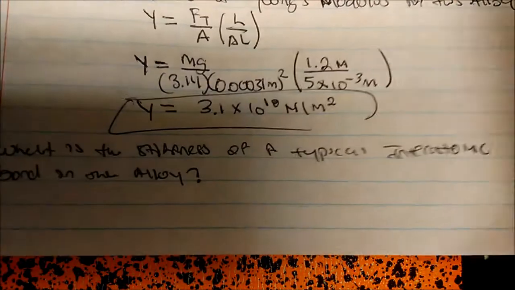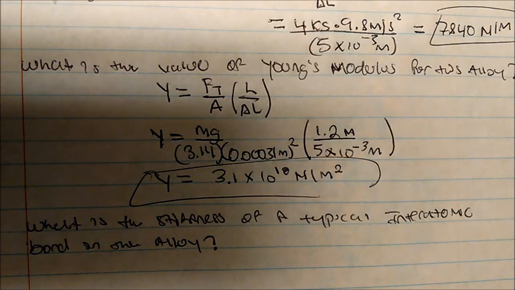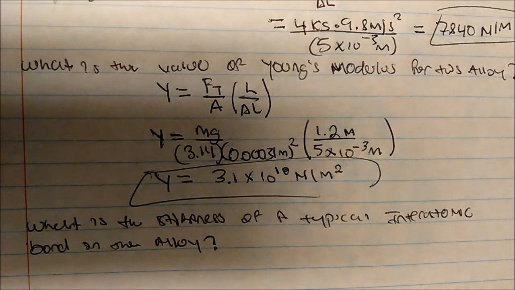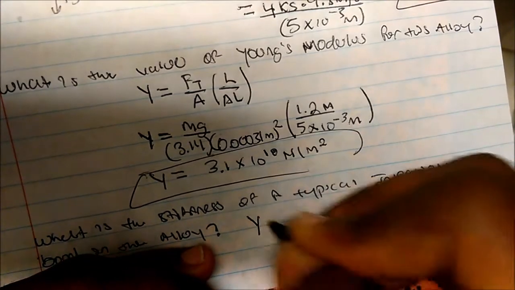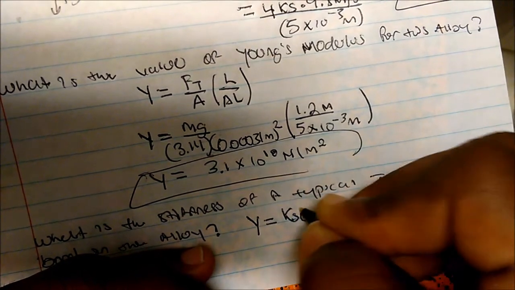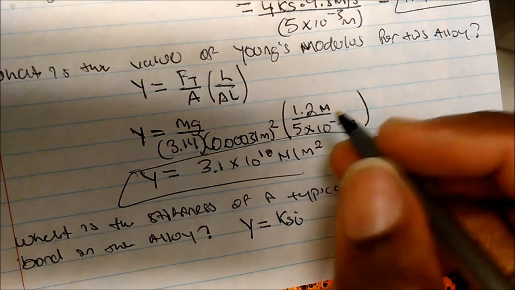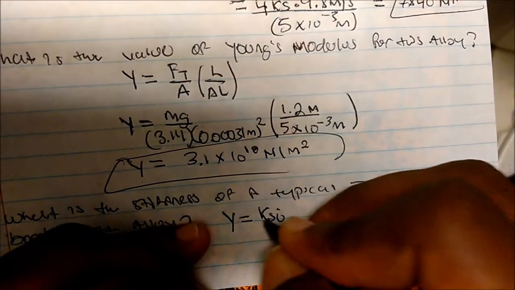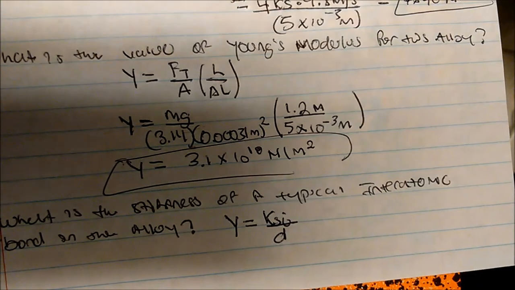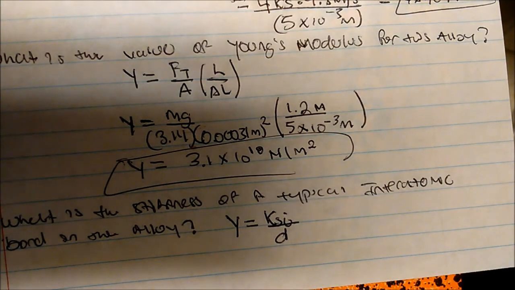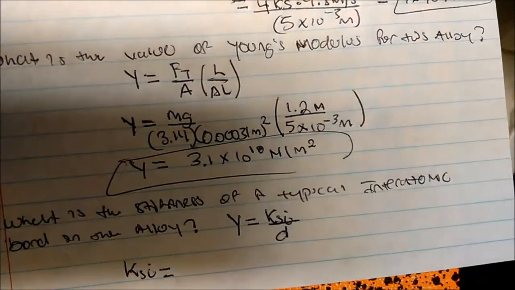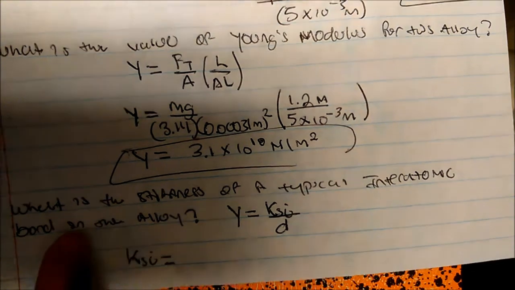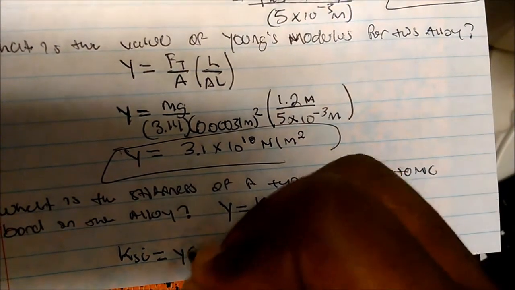Now, a good question to ask is, what is the stiffness of a typical interatomic bond of the alloy? So we want to find the stiffness of one interatomic bond. Remember how we relate the Young's modulus to the interatomic bond: the Young's modulus is equal to K sub S sub I, the spring stiffness of an interatomic bond, divided by the distance between the two atoms. So if I want to find the spring stiffness for an interatomic bond, K sub S sub I is what I'm solving for, and that is simply equal to Y times d.